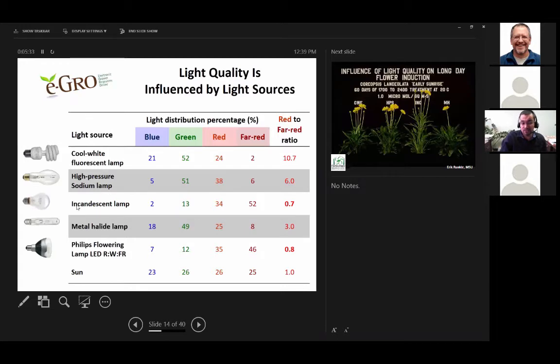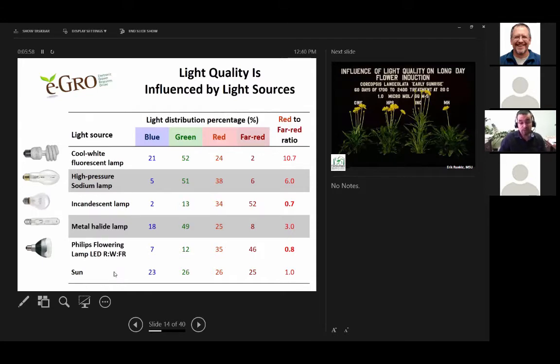Now, as Chris mentioned, the incandescent lamp, which has been traditionally used for photoperiodic lighting, has a red to far red ratio of 0.7. Metal halides have a red to far red ratio of 3, so we see a higher amount of red light. And then we have the newer introductions of an LED, in this instance a Philips flowering lamp. And again, our red to far red ratio is 0.8.